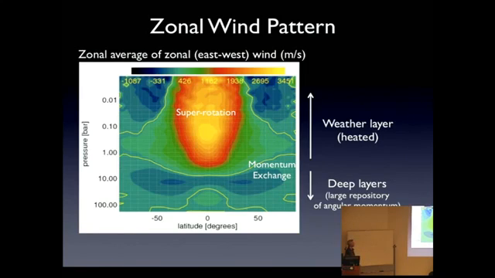I just want to make sure we are on the same page. Zonal means axisymmetric, so it's along a latitude circle. So it's the east-west speed. Positive means you go east, in the sense of rotation. Negative means you go west, in the opposite sense of direction. You do an average along each latitude circle. And then you do that as a function of pressure and latitude, equator, south pole, north pole.